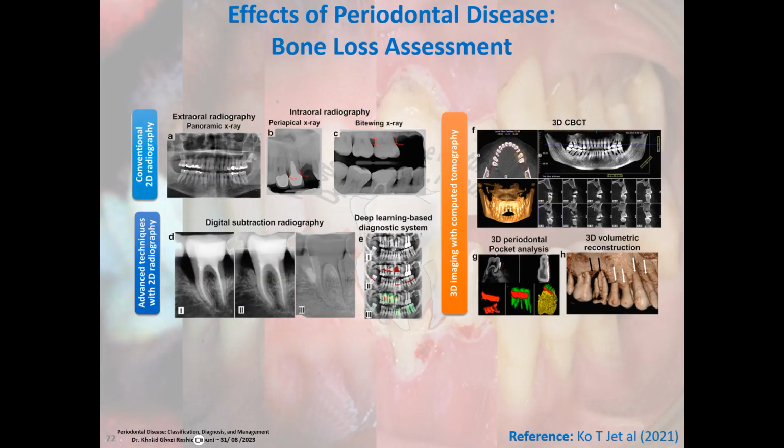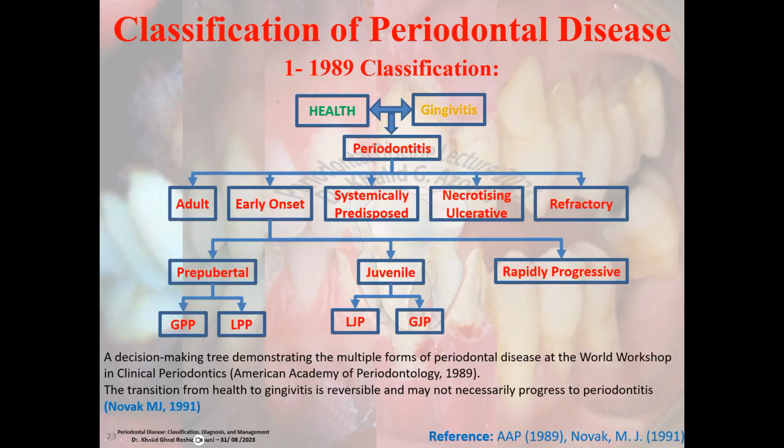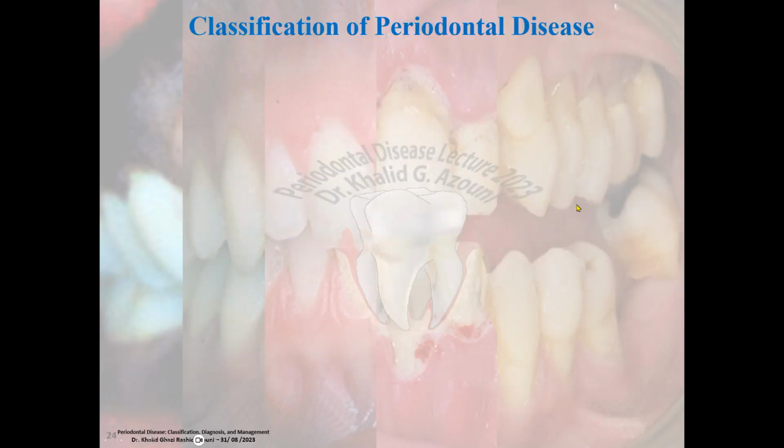Now into the classification. The earliest classification of periodontal disease that we talk about is the one in 1989, with the progression from health and gingivitis to periodontitis with different kinds of periodontitis: adult periodontitis and the early onset periodontitis, prepubertal, juvenile, and rapidly progressive. This is according to the age of the patient. There is also systemically predisposed periodontitis, necrotizing ulcerative periodontitis, and refractory periodontitis.